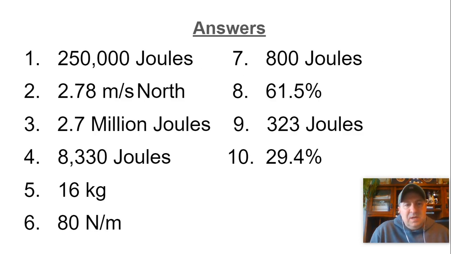So these were the answers that I arrived at. Notice I have my label of joules for the ones that ask how much energy, and I have meters per second and a direction when it asks for velocity, like in number 2. Number 5 asks for mass, so that's going to be in kilograms. Number 6 asked for the spring constant value, which is in newtons per meter. And then 8 and 10 asked for efficiency, and that is given as a percentage.